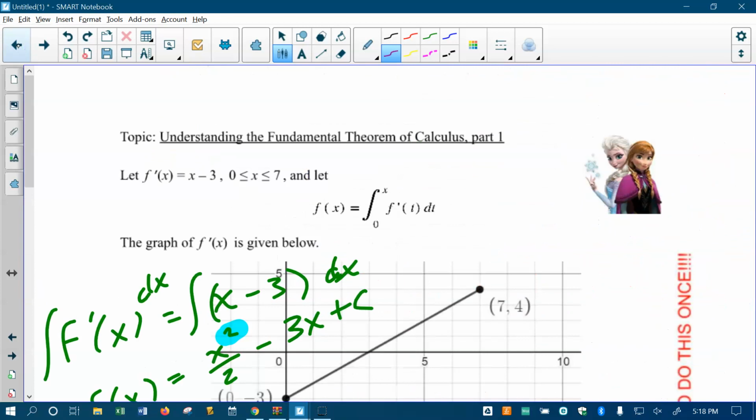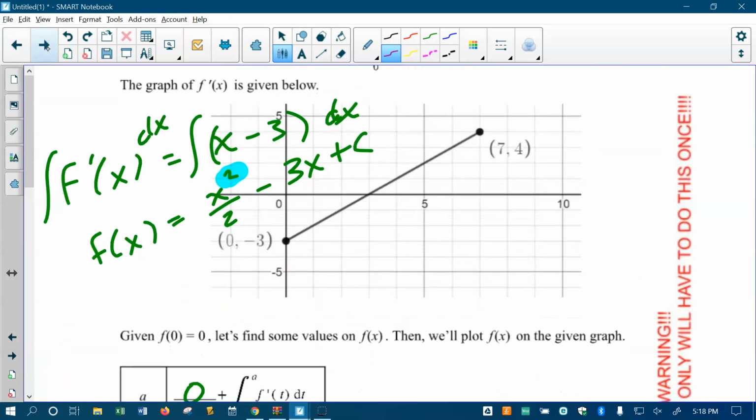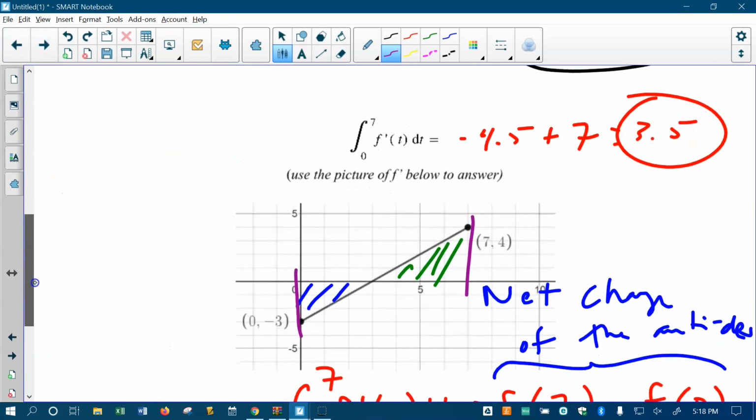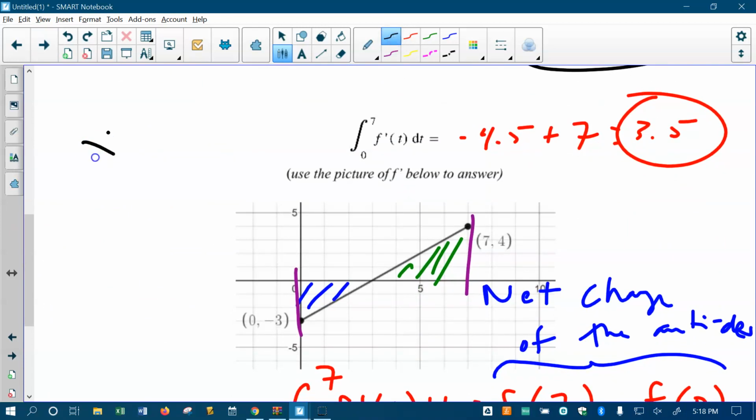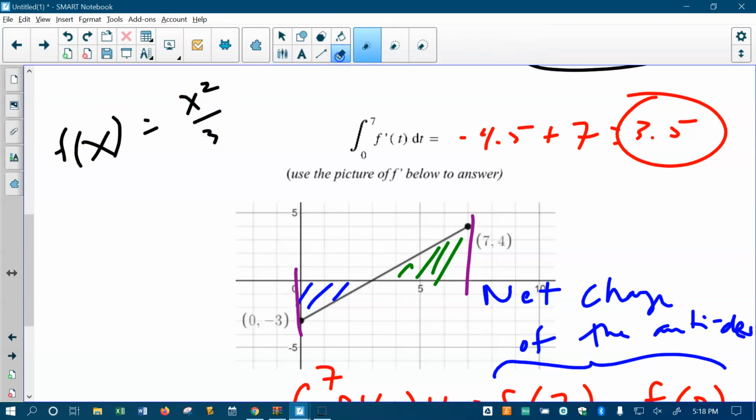I think we said f of x was equal to x squared over 2 minus 3x plus c. Take a look at this. If f of x was equal to x squared over 2 minus 3x plus c.